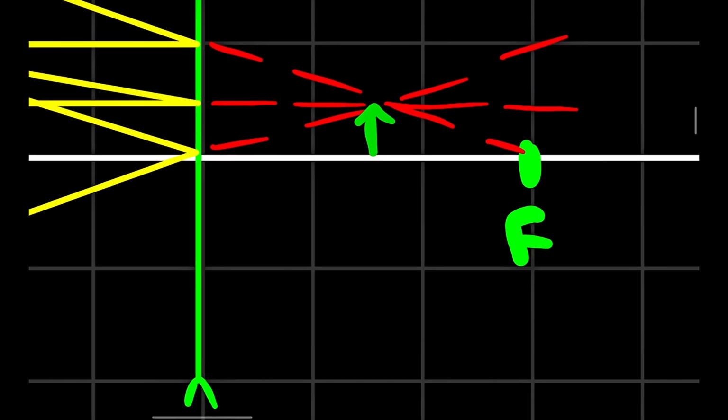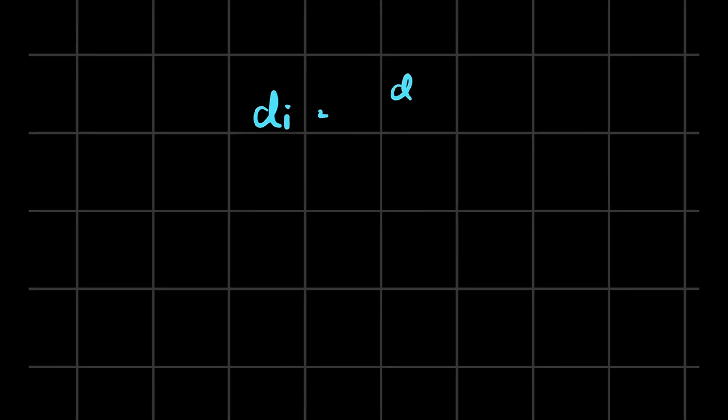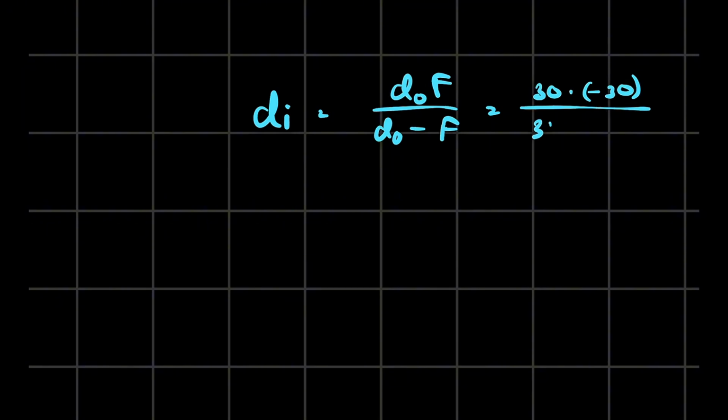As I see it, it's exactly at the half. I'd expect it to be 15 just based on the boxes. But if I calculate it fast, again that formula: di equals do times f over do minus f. The distance of the object is 30, and the focal length is minus 30. This is important. This is diverging, a convex mirror.